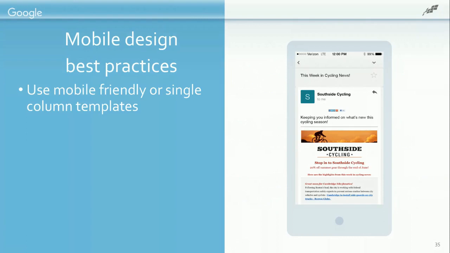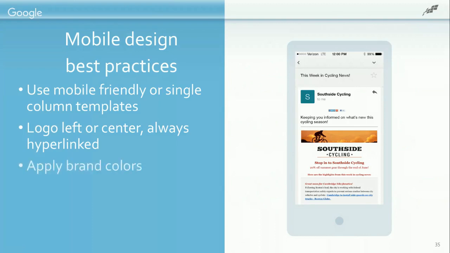As far as individual design elements, your logo should be to the left or the center and always hyperlinked to your website. That makes sure that it's visible and easy to catch. If you have a logo that's right aligned, it might not show up on your screen at all, or it might cut off halfway into the screen. Brand colors are also important, and it's very easy to set up a design template inside of Constant Contact, but also any decent email marketing tool.